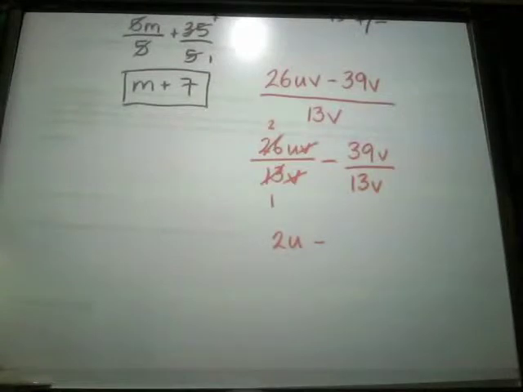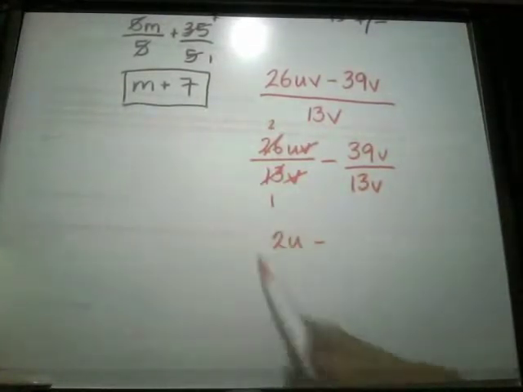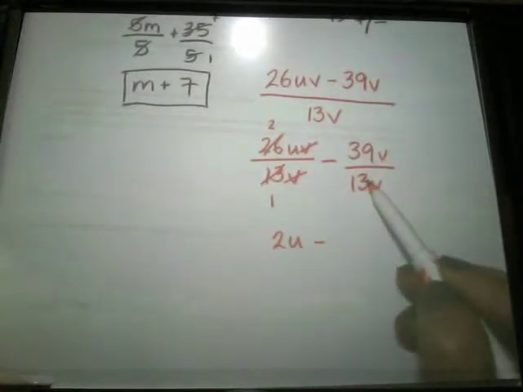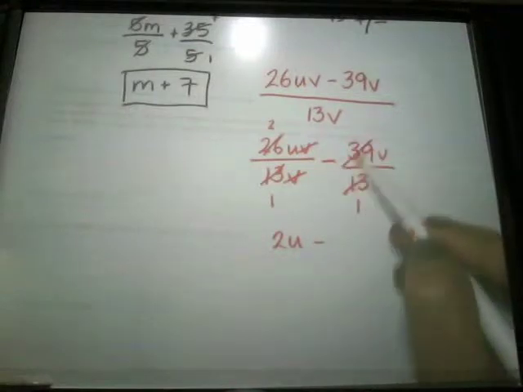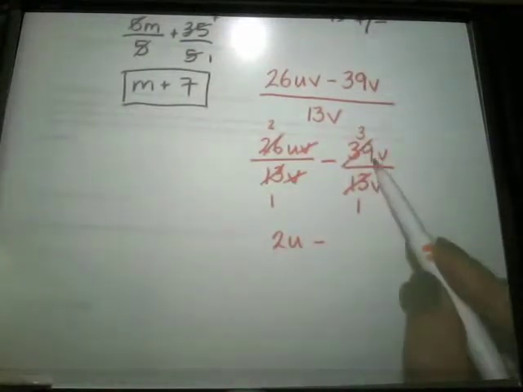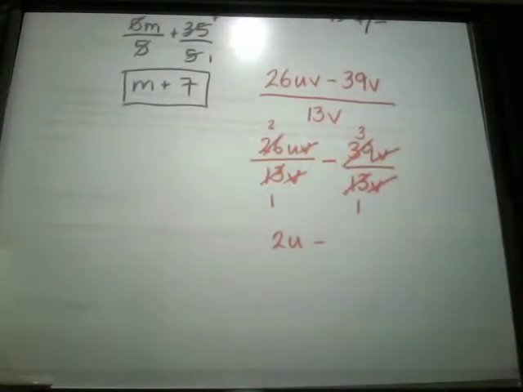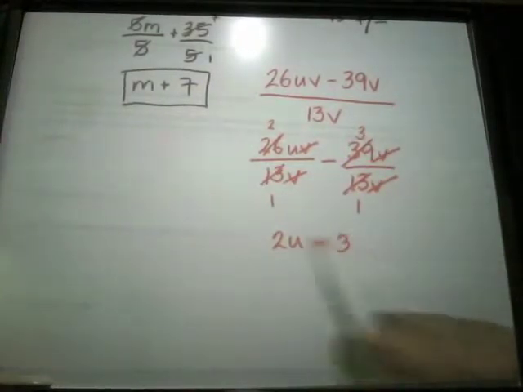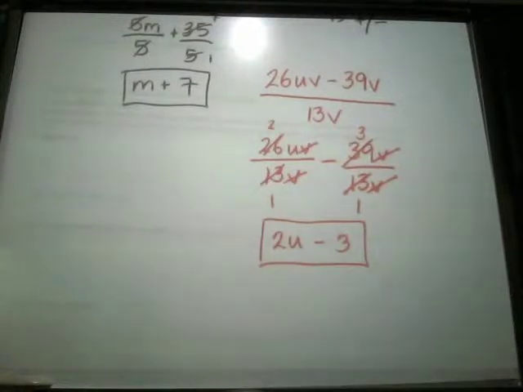You should not have fractions left over. You should end up with whole numbers. Okay, 39 and 13 also divide by 13. That leaves 1 and 3. V and V, again, just like the first one, they're both going to cancel out. So I have a minus 3 over 1, just 3.